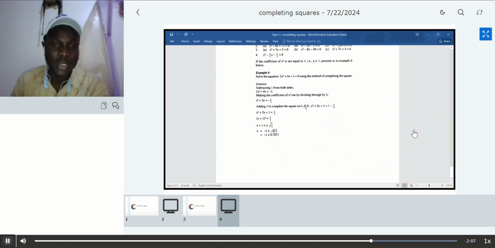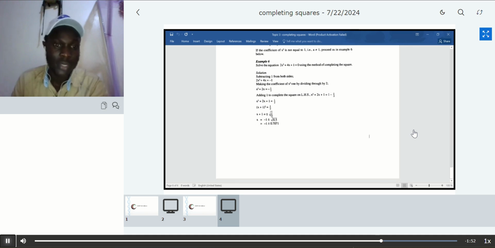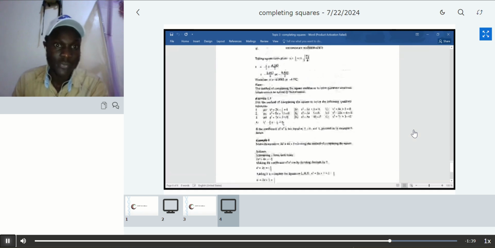Adding 1 to complete the square on the left hand side, we have x² + 2x + 1 = 1/2. So (x + 1)² equals a half. We take the square root of the half, and we get x = −1 plus or minus the square root of 0.5. Our x will be equal to −1 plus or minus 0.7071.